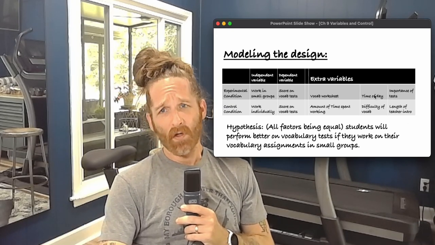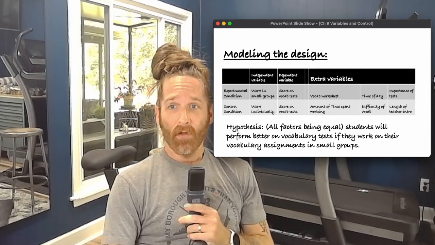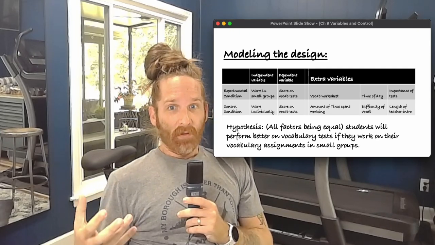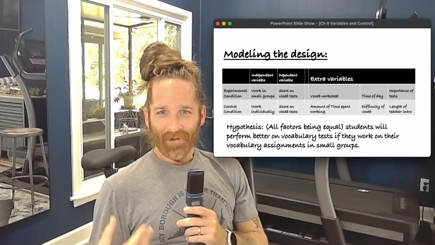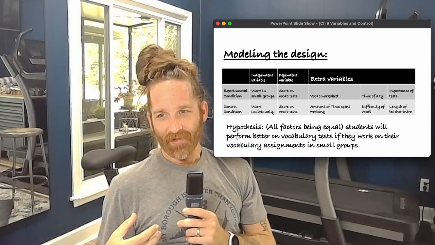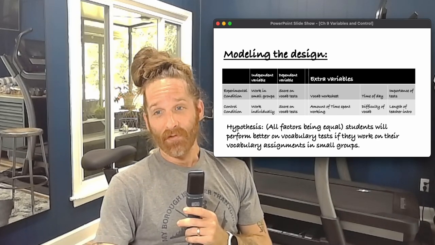Other variables could be what time of day the tests are taken or the practice is done. It could be like the experimental condition test is the midterm that's worth half of their grade, and then maybe in the control condition the test is just a practice and the grade doesn't matter. That's going to influence how well students do.